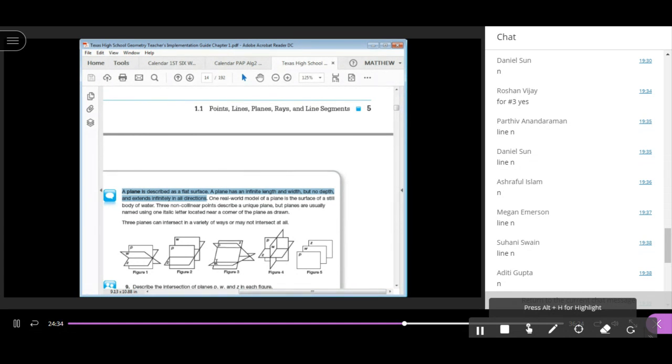Now figure 4 has some interesting things going on. How do P and Z intersect?